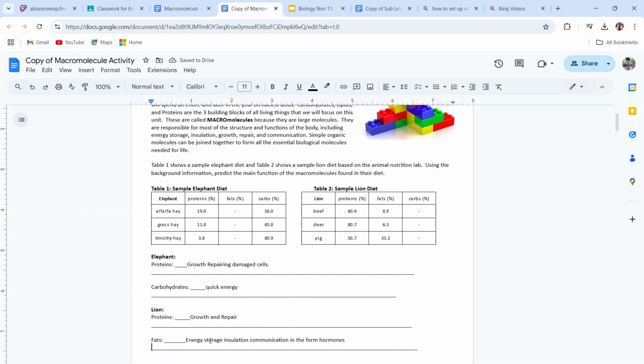So your hormones are the ways that your cells can intercommunicate with each other, and they're going to be made out of your fats. So when we take a look at what the purposes of these are, proteins are for growth and repairing damaged cells, carbohydrates are for that energy, and fats are for energy storage, insulation, and communication in the form of hormones.